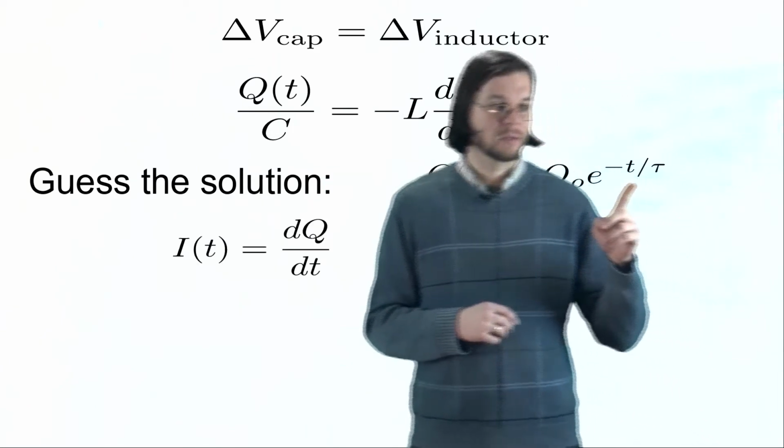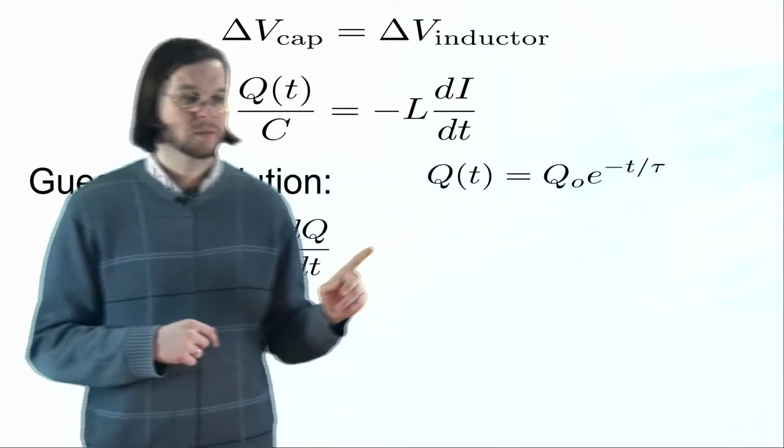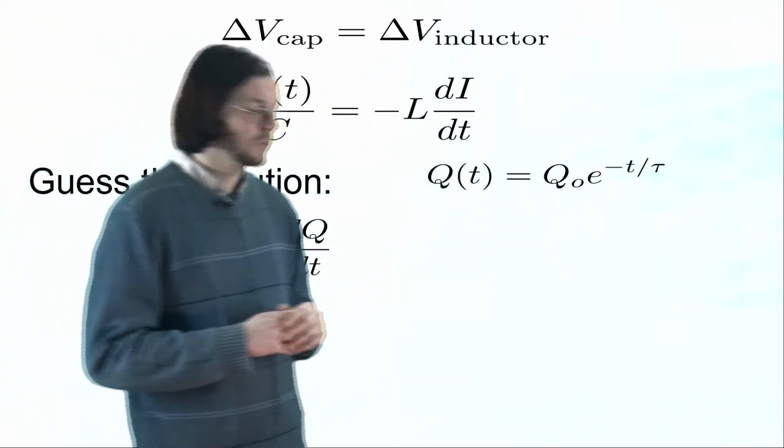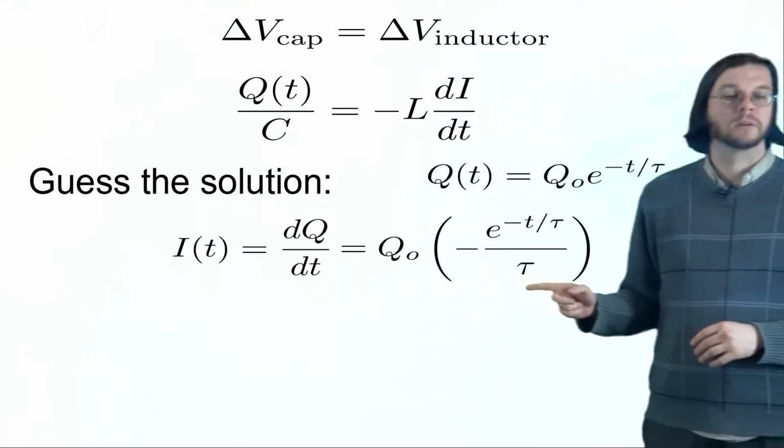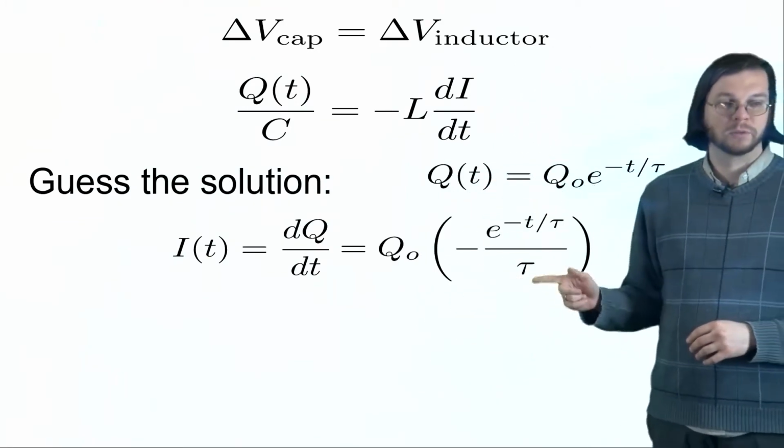So the derivative of this thing, which will give us the current, is this. We take the derivative of an exponential, which gives you an exponential. So we had this from before, if you recall, is minus an exponential over tau.